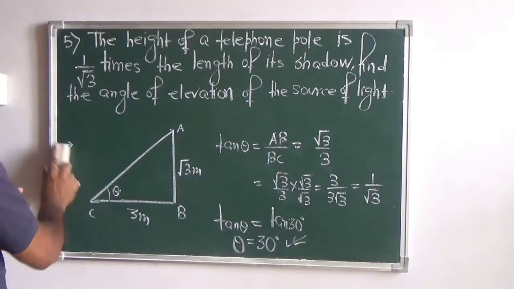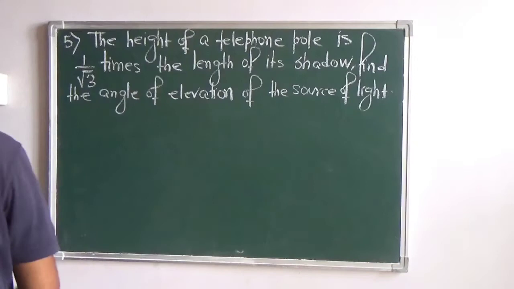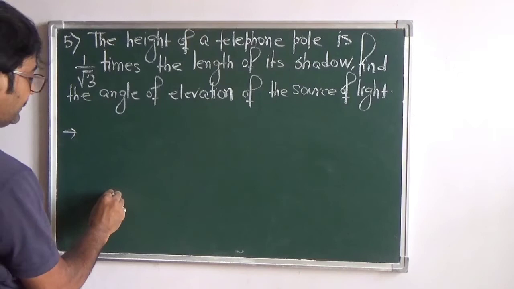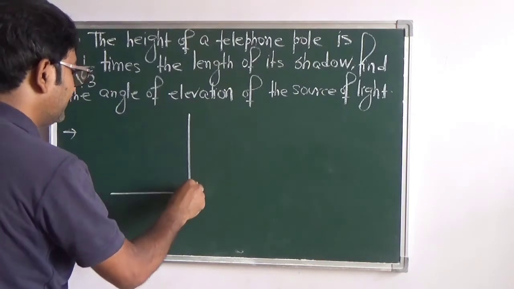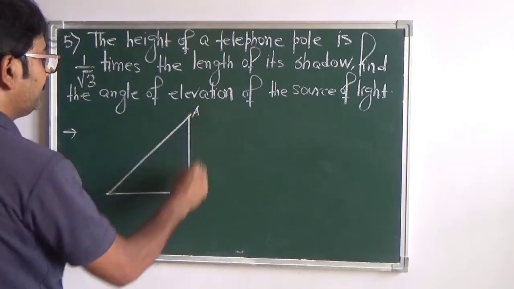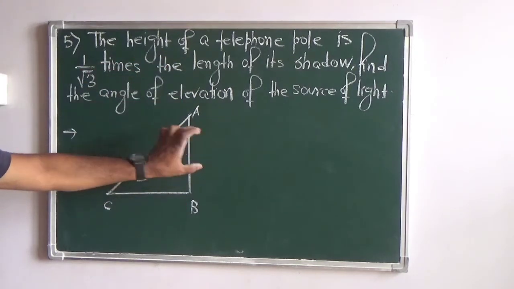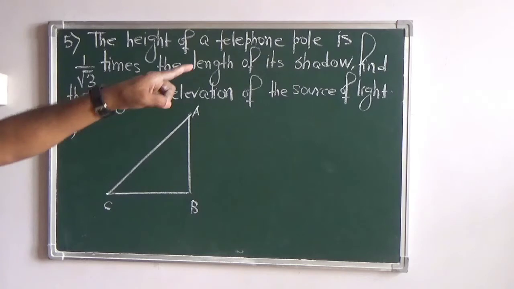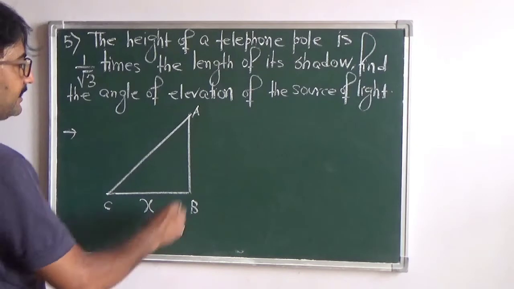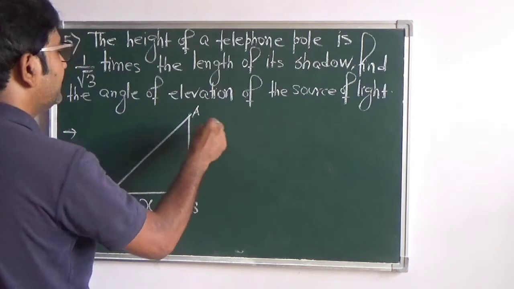So again, let us draw the diagram for this. The height of a telephone pole is 1 by root 3 times the length of the shadow. So this is the ground, this is the telephone pole, this is the shadow, ABC. It is given in the question the height of the telephone pole, this h, is 1 by root 3 times the length of the shadow. If we take the length of the shadow as x, then the height of this pole is 1 by root 3 times x.